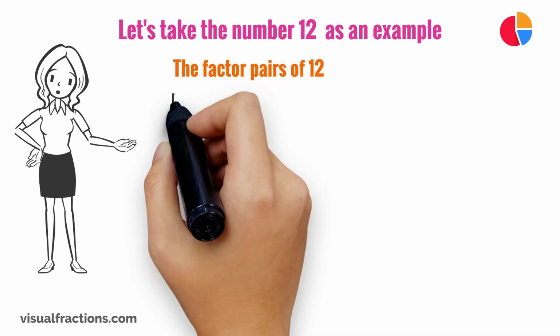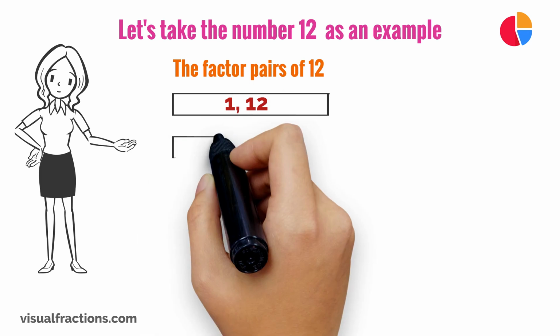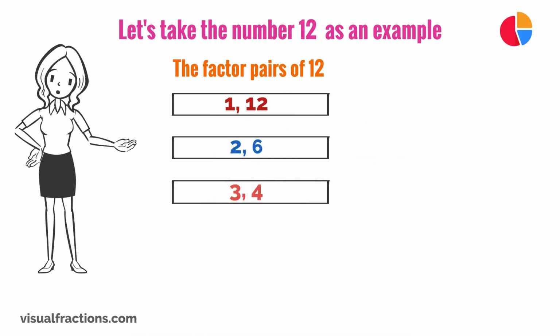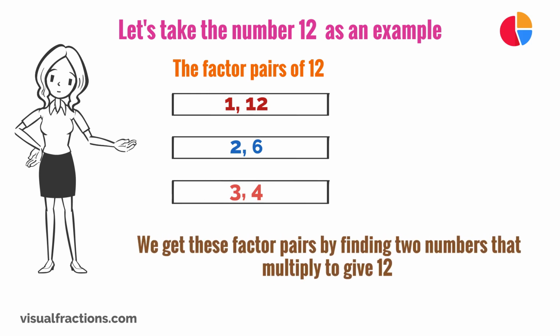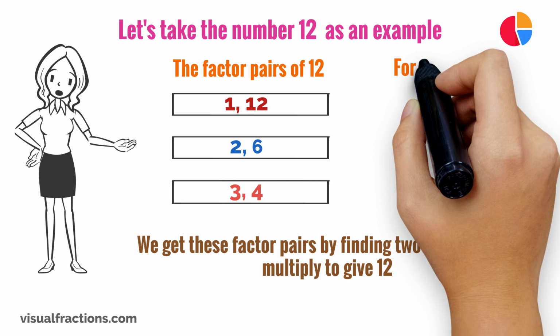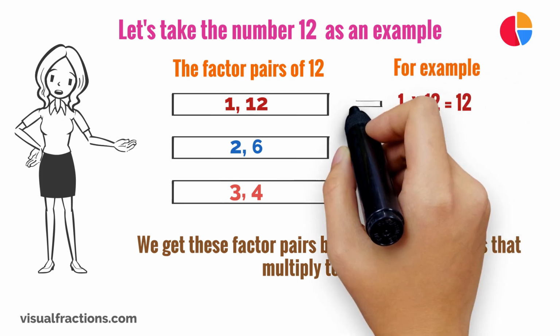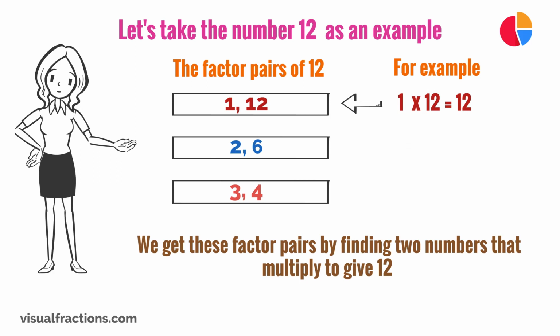The factor pairs of 12 are 1, 12; 2, 6; and 3, 4. We get these factor pairs by finding two numbers that multiply to give 12. For example, 1 times 12 equals 12, so 1, 12 is a factor pair of 12. Similarly, 2 times 6 equals 12, so 2, 6 is also a factor pair of 12.